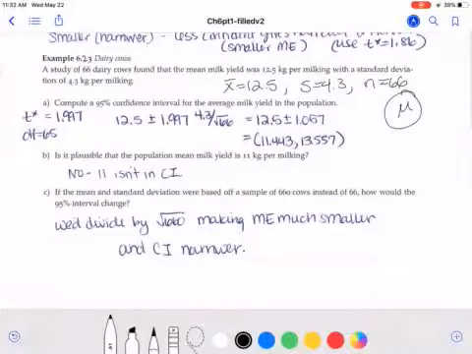We're dealing with quantitative data and a single sample, so of interest is the population mean mu. That's our target parameter here. We want a 95% confidence interval for the average milk yield in the population. Okay, so that is what mu is.